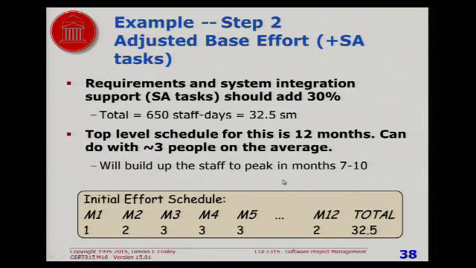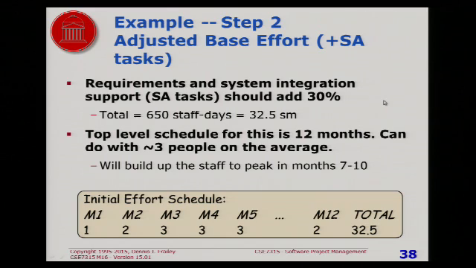So this is what we call the effort schedule. It says, here's how many people we're going to hire to have working on this project each month. It's going to take us 12 months, and we're going to get 32.5 staff months.